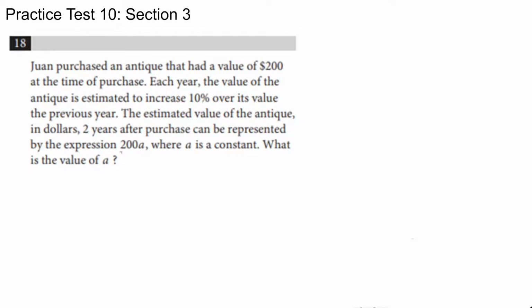So the expression 200A represents my antique 2 years after the initial purchase when it's increasing by 10% year over year. So the value of A is my percent increase compounded over 2 years. Instead of focusing on the $200 that the antique originally cost, I'm going to say that's 100% of the original cost of my antique.